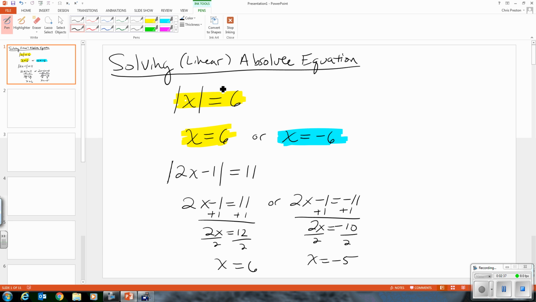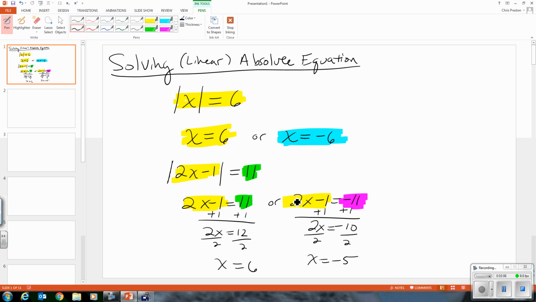So what we're seeing is this pattern, where this inside part equals the outside part, or it equals the opposite of the outside part. So inside part, and then the outside part, or the opposite of the outside part.